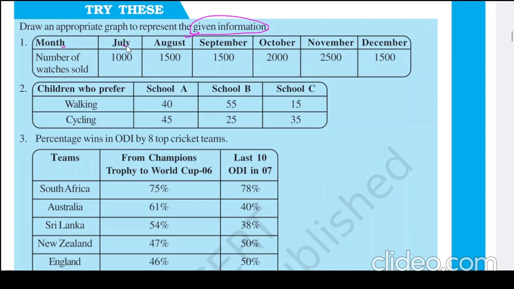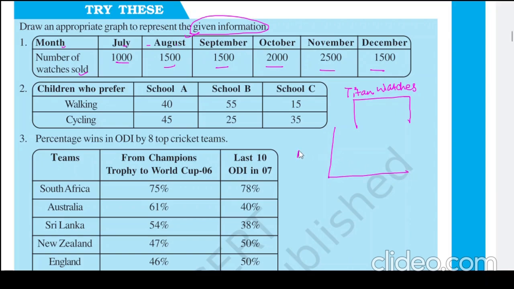The first one is showing month and the number of watches sold. So, there is some shop named Titan Watches in your locality, and it is selling some good smart watches. In July it has sold 1000 pieces, in August 1500, in September 1500, October 1500, November and December 1500.